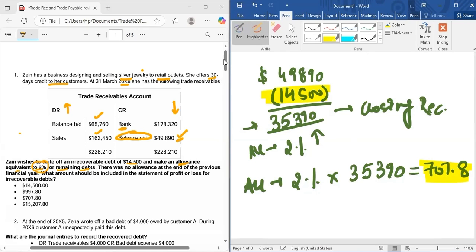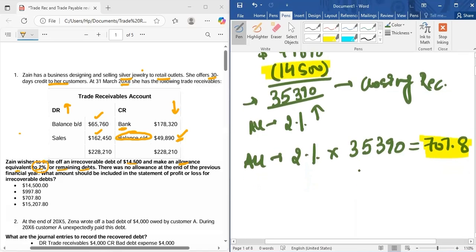Okay. Now see further. What have they asked us to calculate? There was no allowance at the end of previous financial year, means that in the previous years we had not made any allowance. All right. What amount should be included in the statement of profit and loss for irrecoverable debts? So what is the total amount that we should include in our profit and loss to show as irrecoverable debts?